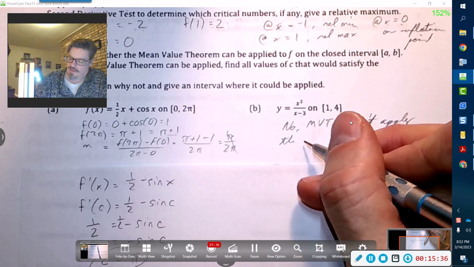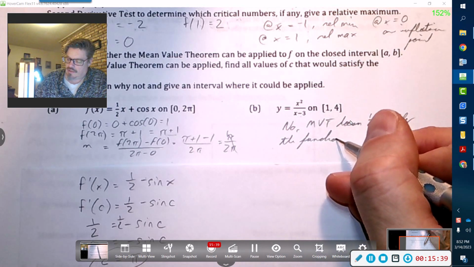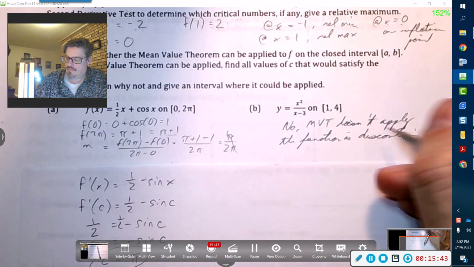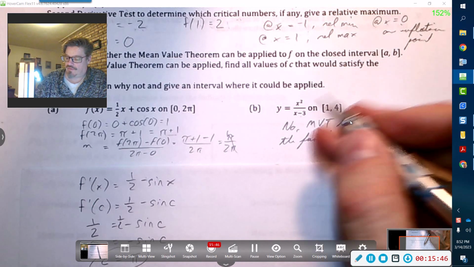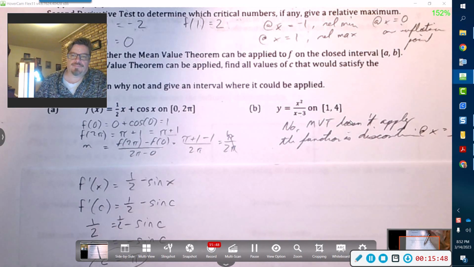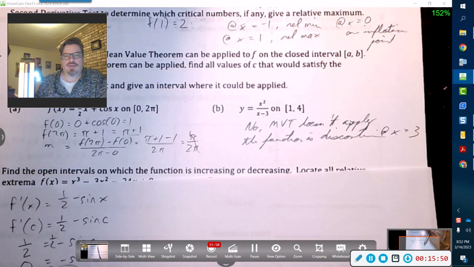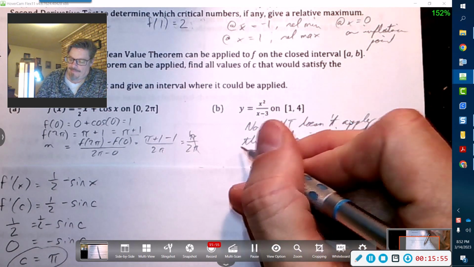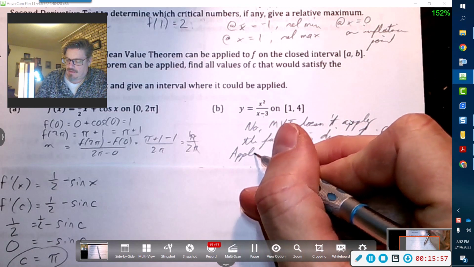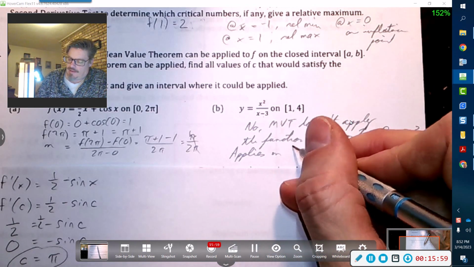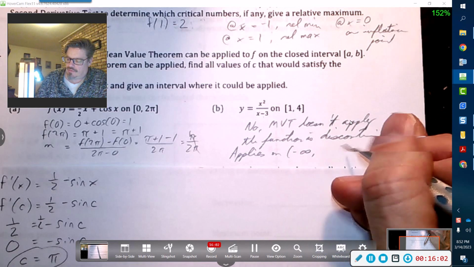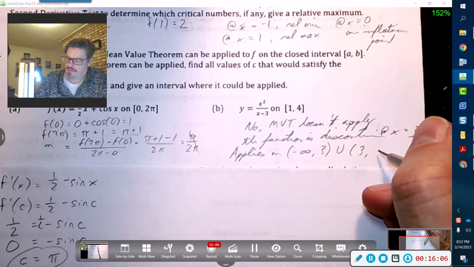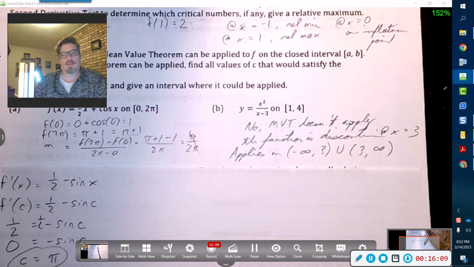The function is discontinuous at x equals 3. And we could say that it applies on negative infinity to 3, and from 3 to infinity.